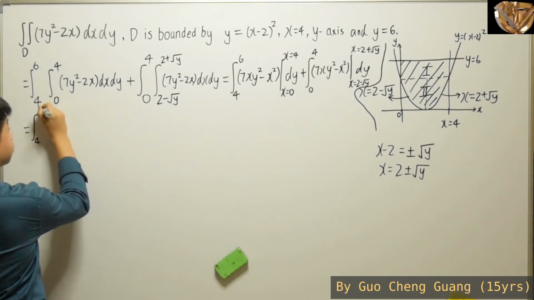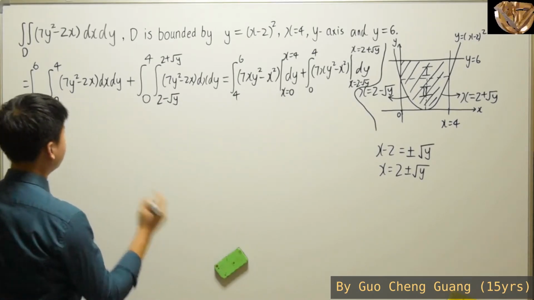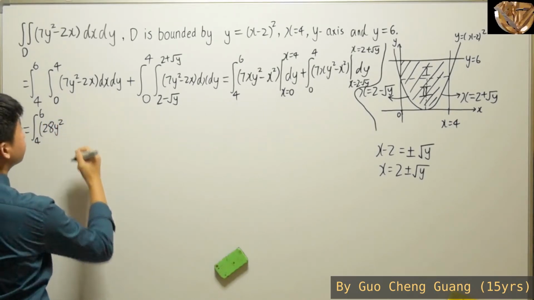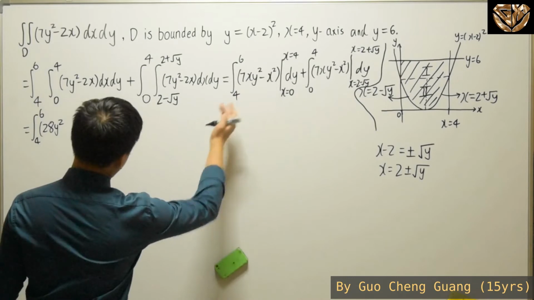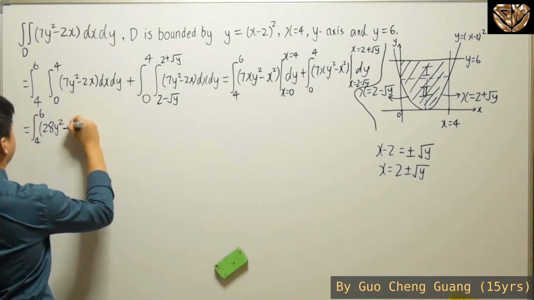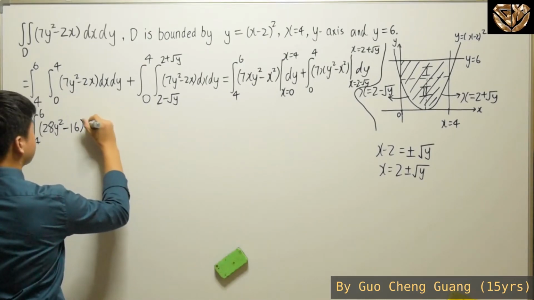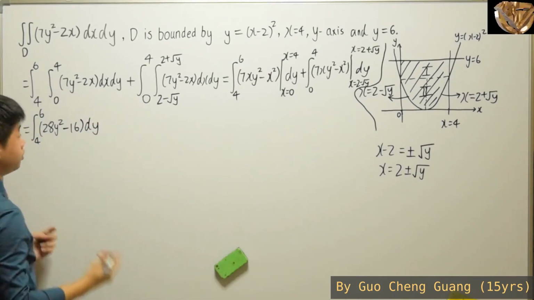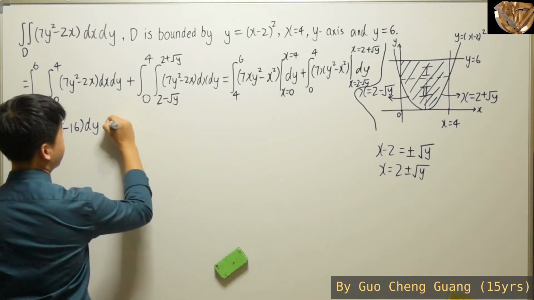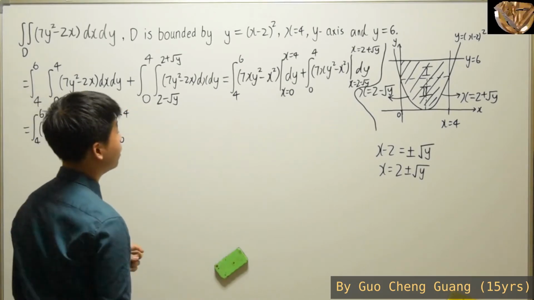Integrate from 4 to 6. 7 times 4, which is 28 y squared. And then when you sub in 0, that's just a 0. Then minus 4 squared, which is 16. And of course, 0. And then dy. Well, for your part behind, you're going to have plus integrate from 0 to 4.